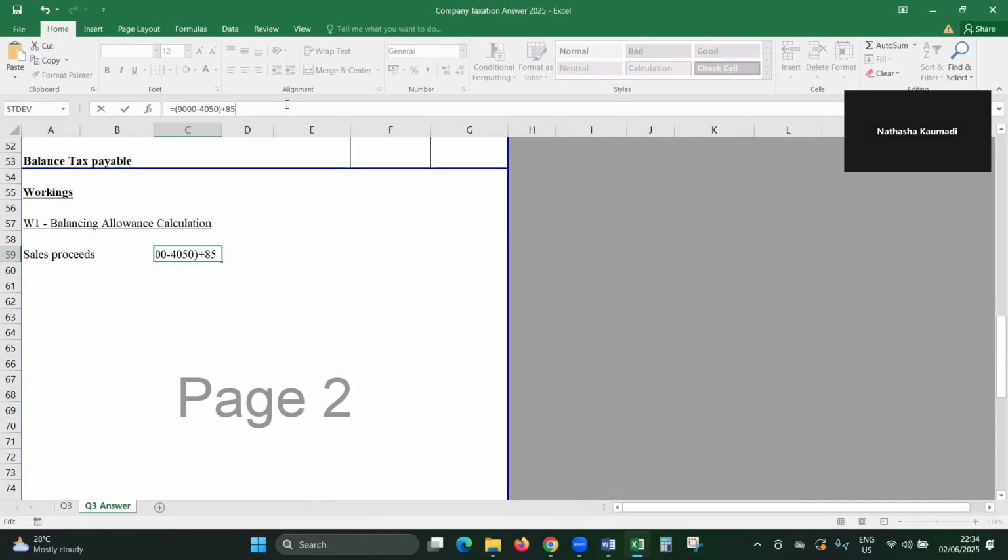850. That means what is the actual sales proceeds they have received? 5,800. So that's how you take the sales proceeds amount, 5,800, right? Okay, now we'll calculate tax written down value. Tax written down value means the carrying value of the PPE item when it comes to taxation.